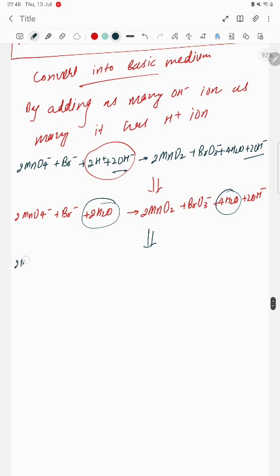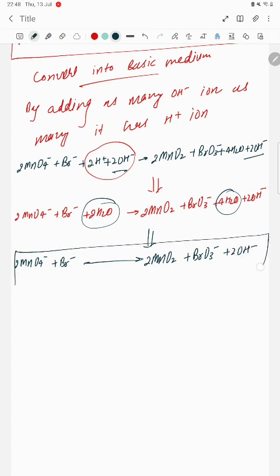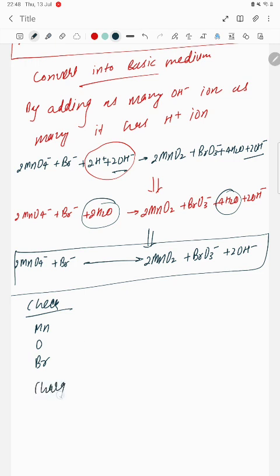So here, 2MnO4 minus plus Br minus is giving, 2 water molecules gone, 2MnO2 plus BrO3 minus plus 2OH minus. Now we have to check. Here Mn is there, O is there, Br is there, and charge is there.